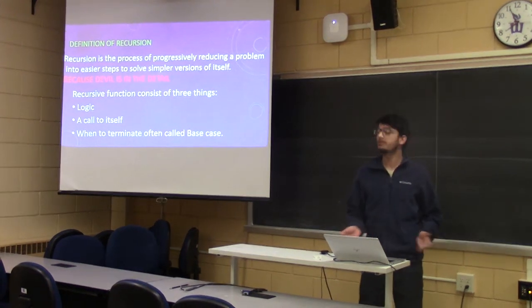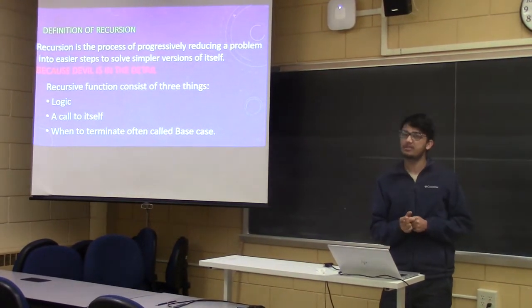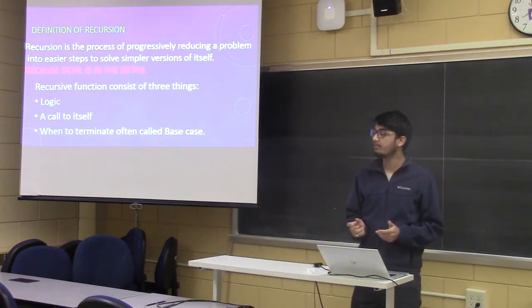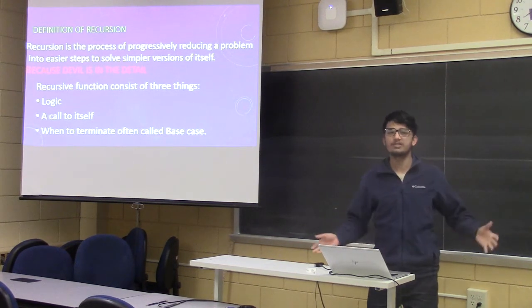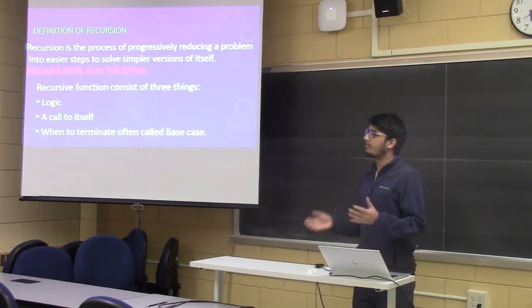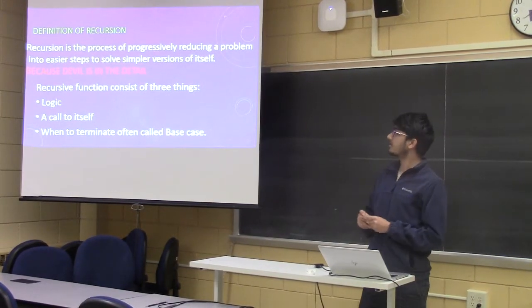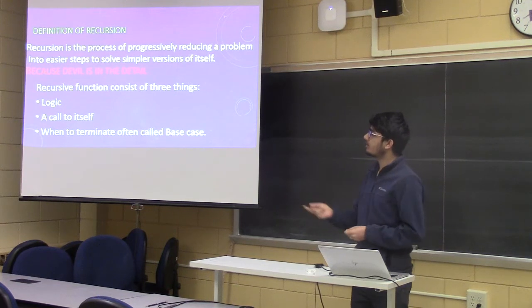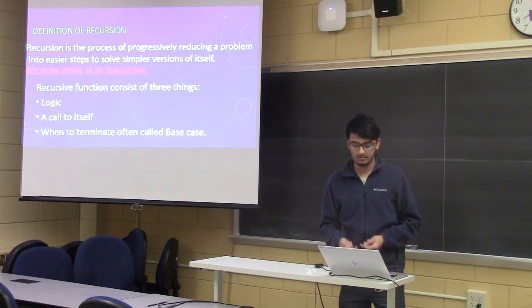First, the definition of recursion. Recursion is the process of progressively reducing a problem into easier steps to solve a simpler version of itself. Because the devil is in the detail, we don't want too much detail on it. We want to solve by splitting it into pieces. So recursion functions consist of three things: logic, a call to itself, and when to terminate, often called the base case.